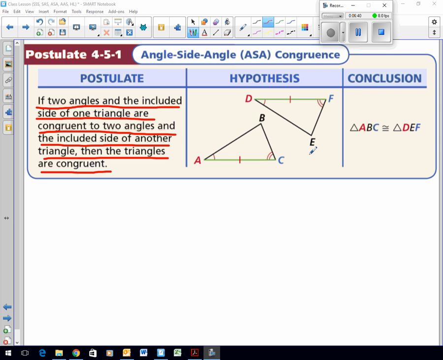Alright, so I want to make sure we get this. What is the difference between side, angle, side, and angle, side, angle? Two angles and one side. Two sides. Angle, side, angle has how many angles? Two, with a side where? In the middle. Right? Side in the middle. Side, angle, side has how many angles? Two sides with an angle in the middle.